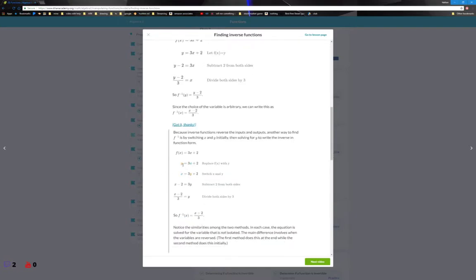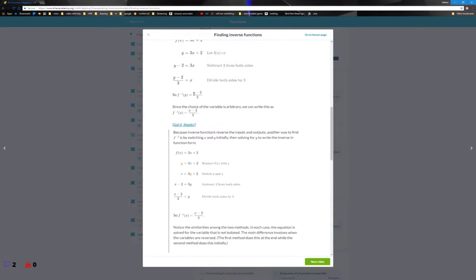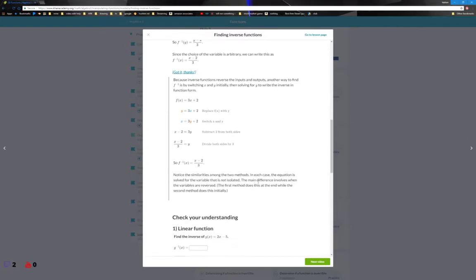So we switch x and y, then we subtract 2 from both sides, divide both sides by 3. So f inverse of x equals x minus 2 divided by 3. Notice the similarities among the two methods. In each case, the equation is solved for the variable which is not isolated. In one it's solved for x, and in the other it's solved for y. The main difference involves when variables are reversed. The first method does this at the end, while the second method does this initially.